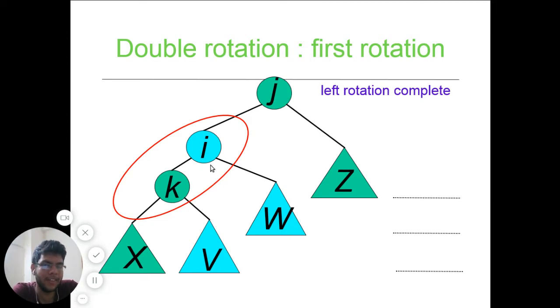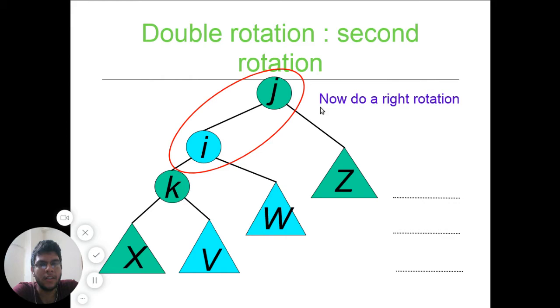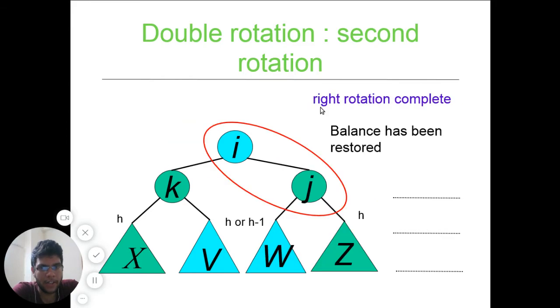What can we do now? This imbalance is showing that this part, the left subtree of j, is quite a bit heavier in height or in weight, as you interpret. So why not do a right rotation now? Let's do a right rotation and see if it improves the situation. So now do a right rotation.